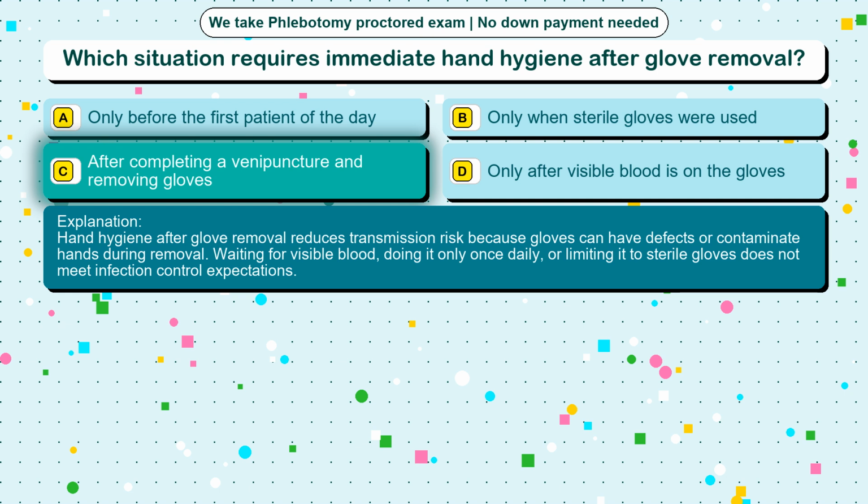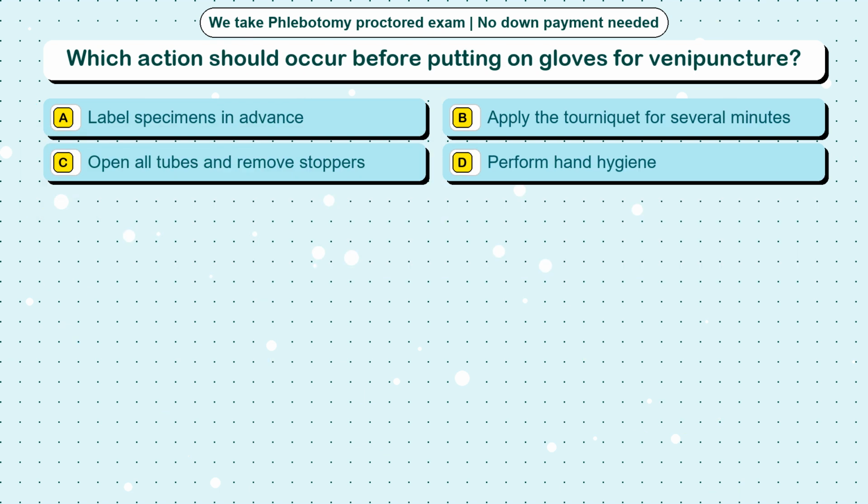expectations. Question 26. Which action should occur before putting on gloves for venipuncture? Option A. Label specimens in advance. Option B. Apply the tourniquet for several minutes. Option C. Open all tubes and remove stoppers. Option D. Perform hand hygiene.